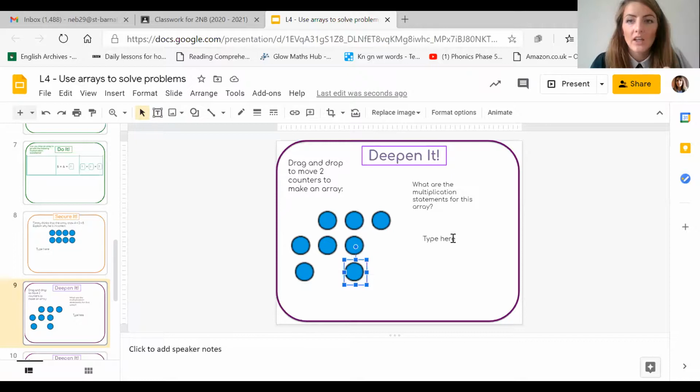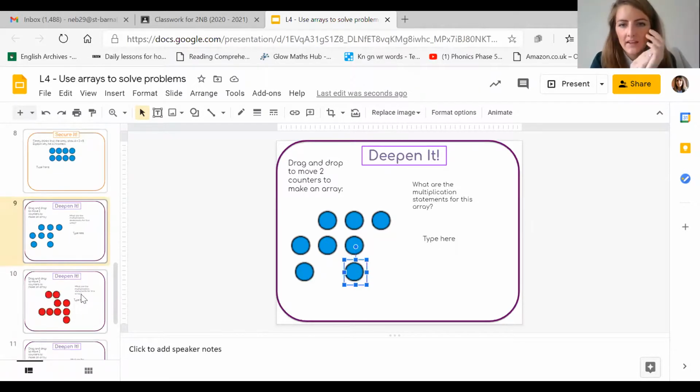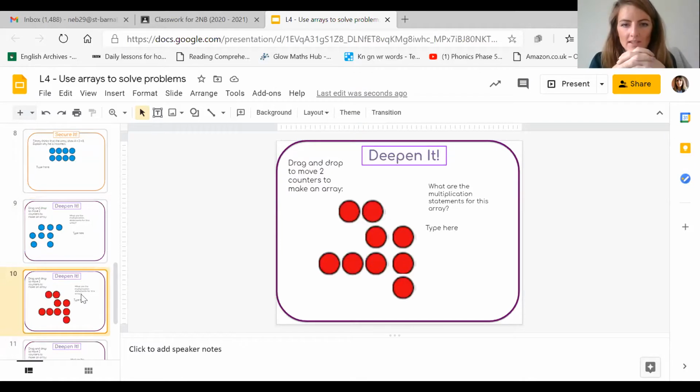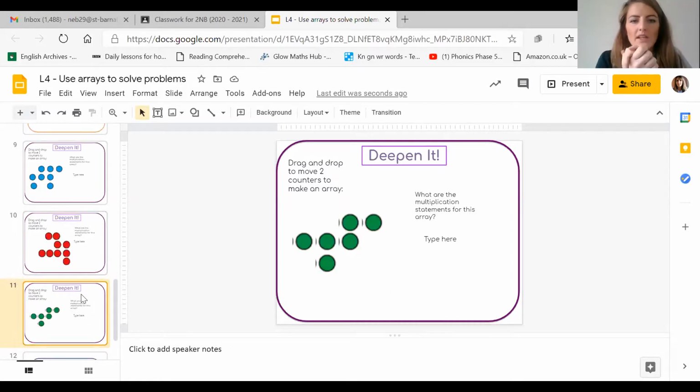If that's tricky, you could just draw on paper. You could just draw the array that it will make. You don't have to draw the original, but you could draw what array it will make, and then the multiplication statements. And then again here on the deepen it, can you move 2 counters to make an array? And what would the array be? What would the multiplication statements for the array be? And again with the green one here, what 2 could you move? And what would the multiplication statements be?